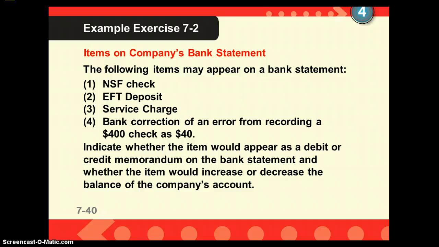The following items may appear in a bank statement: NSF, or insufficient funds, EFT deposit, service charge, and a bank correction of an error from recording a $400 check as $40. You're going to indicate whether each one would be a debit or credit memorandum on the bank statement and whether it increases or decreases the balance of the company's account. As you're doing this, remember, debit or credit has to do with the bank and the money as a liability. So a normal balance of a liability is a credit. So if it's going to go up, it's going to be a credit memorandum. If it's going to go down, it's going to be a debit memorandum.